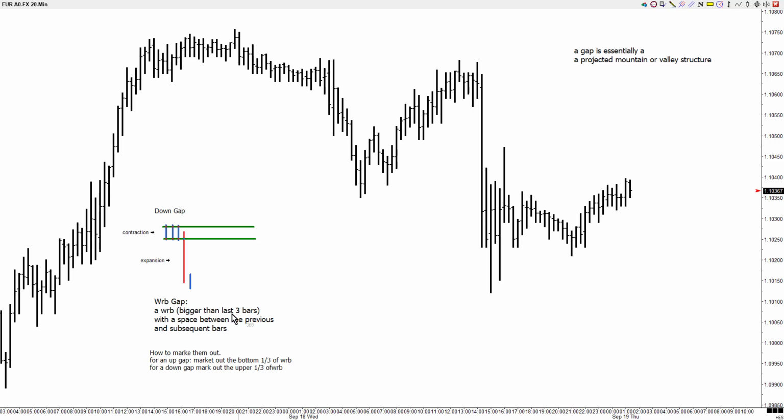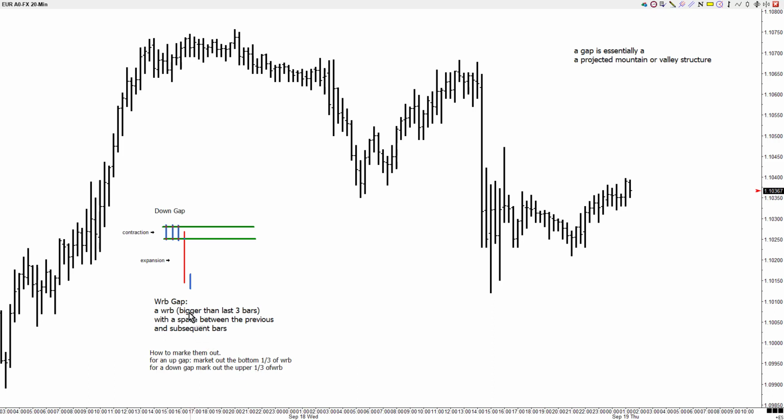So first, to identify them, a wide range bar bigger than the last three bars. So there's going to be a wide range bar and it's going to be bigger than the last three bars. And there's going to be a space between the previous bar and the subsequent bar, leaving a gap. See, in the old days, when there weren't 24-hour markets, some news would happen overnight and price would get priced in. But now we have 24-hour markets. So this is empirically the same thing as a gap, but it's a way to identify it via the language of price.